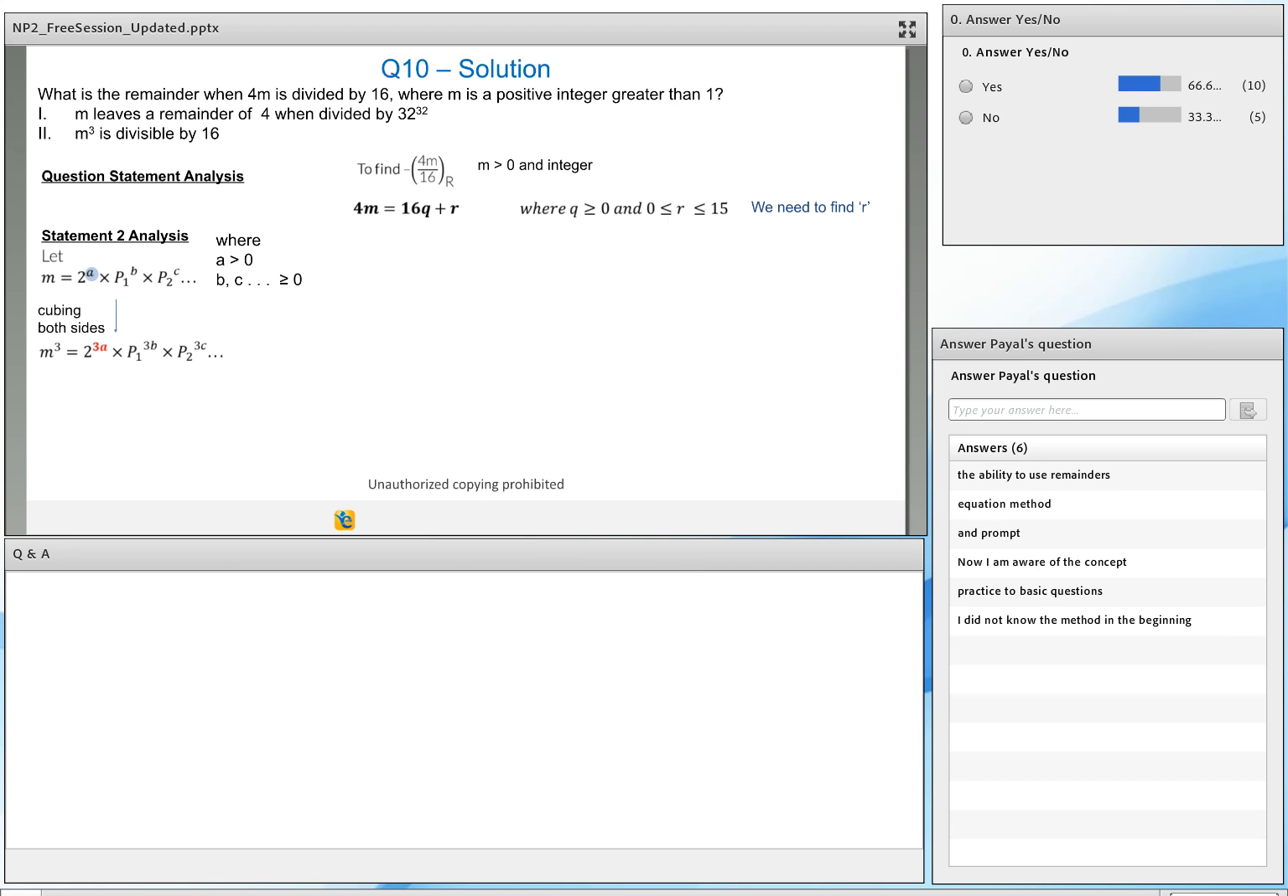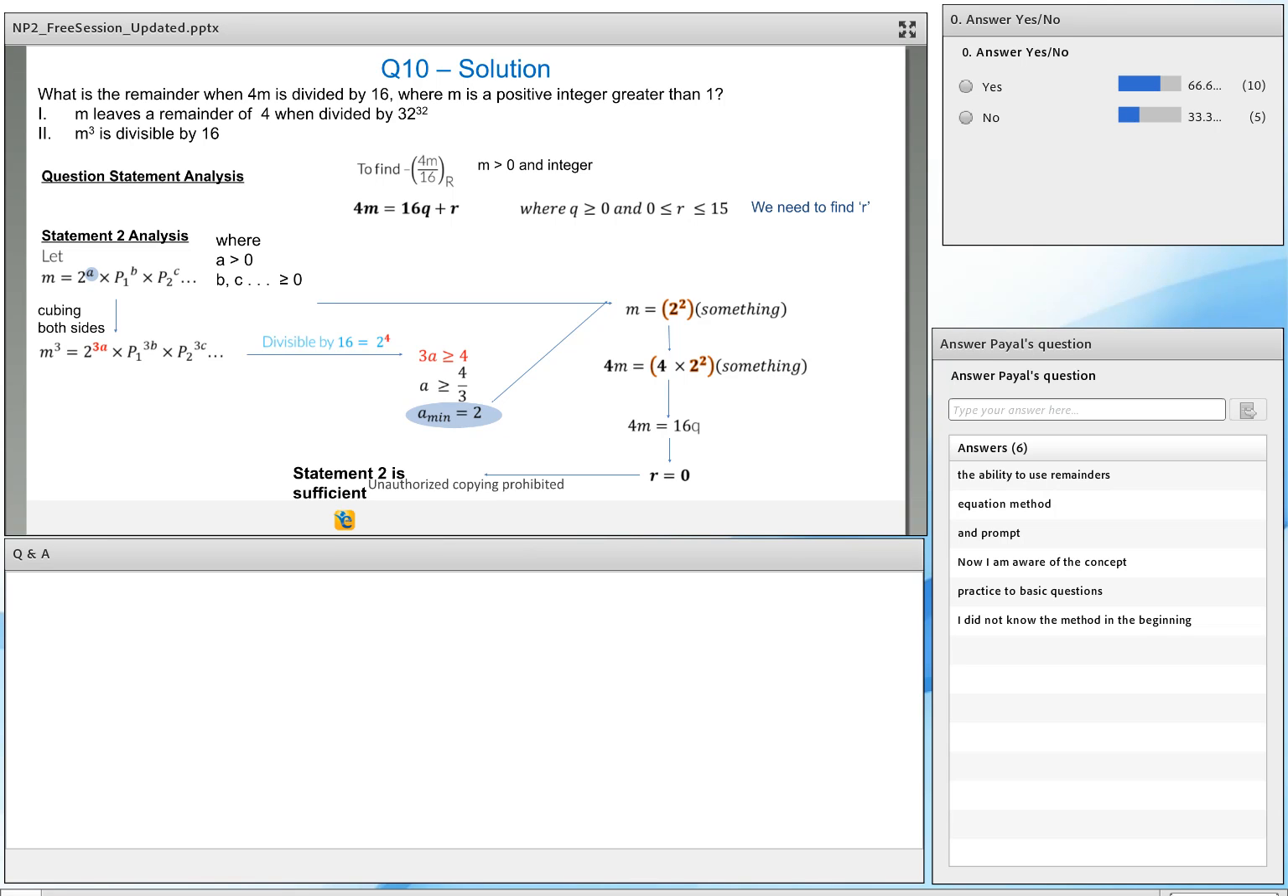16 is what? 16 is 2 to the power 4, which means that the power of 2 over here, which is 3a, should be at least 4, which means a should be at least 4 by 3, which means the minimum value of a that's possible is 2, which means that m is 2 to the power 2 something, right? Which means 4m is nothing but 4 into 2 to the power 2, which means 4m is 16q. Again, r is 0. Okay, so statement 2 is sufficient, so the correct answer is choice D. Okay, and quite a few of you selected choice D as the correct answer.